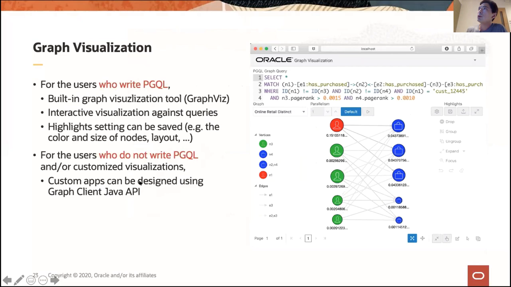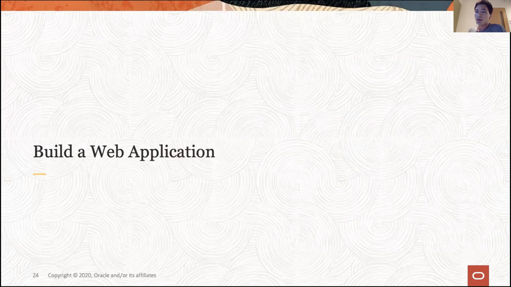At the same time, for those users who do not write PGQL, maybe this tool is more difficult. And for those people who need customized visualization, whether this person should be visualized on the top and others should be here, or using other icons or pictures, maybe in that case, we need to build custom applications. And in that case, we need to use the Graph Client Java API, so that we can write Java programs. So in the next section, Caroline from our partner Kagura will show a sample front-end application using the same demo data.